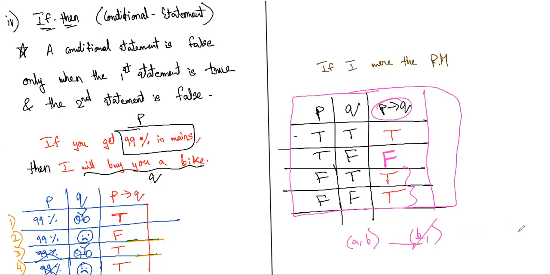Similarly here also, if the first statement is false, then regardless of what the second statement is, you can always say that the if-then statement is true.